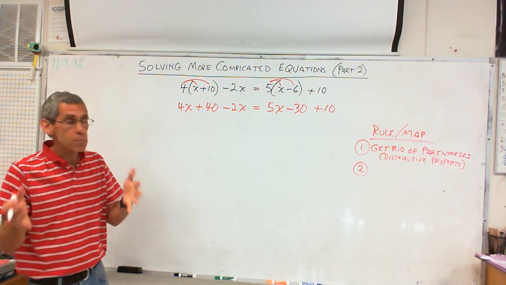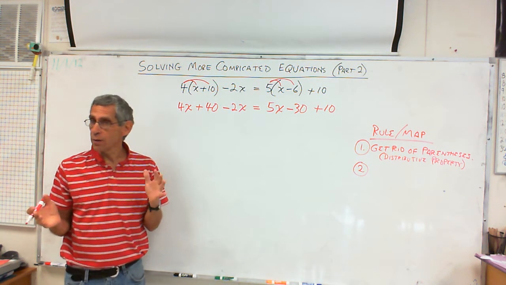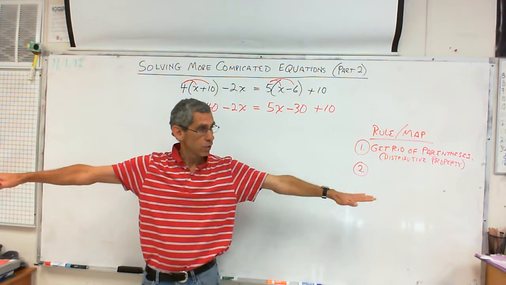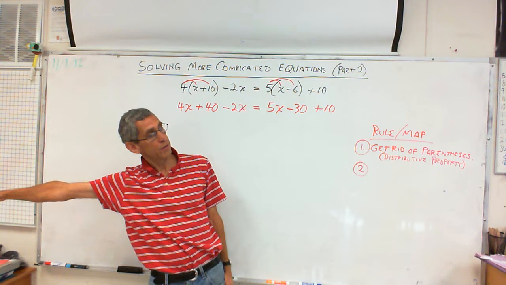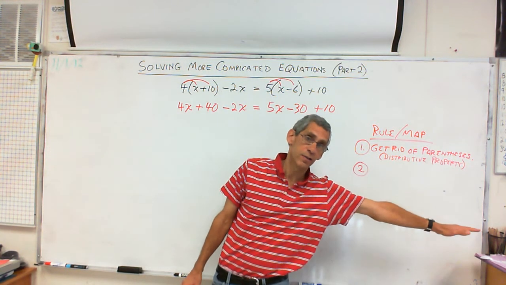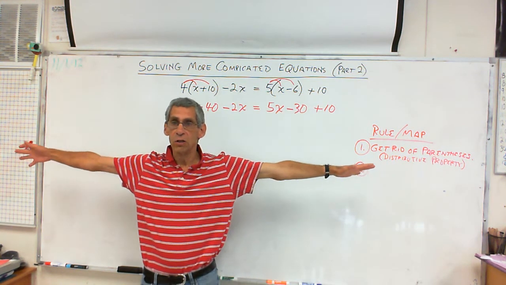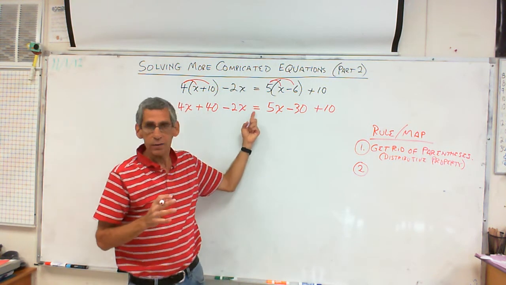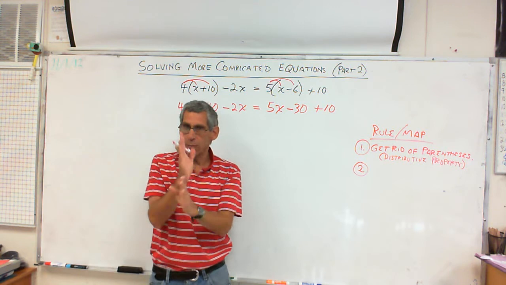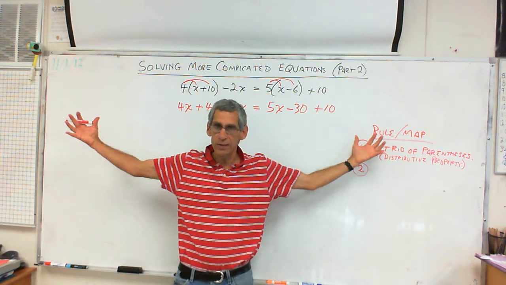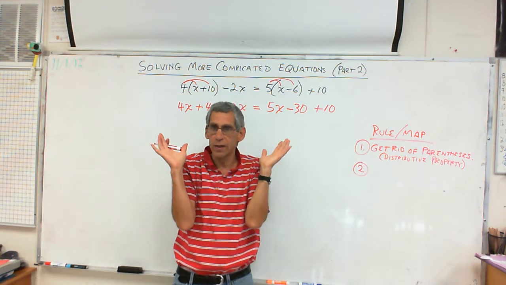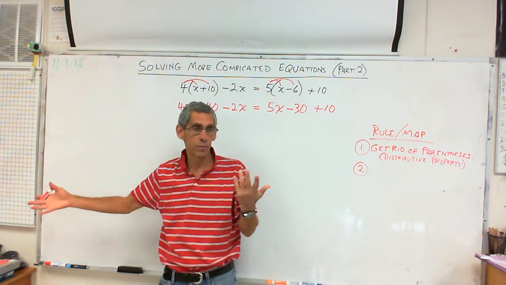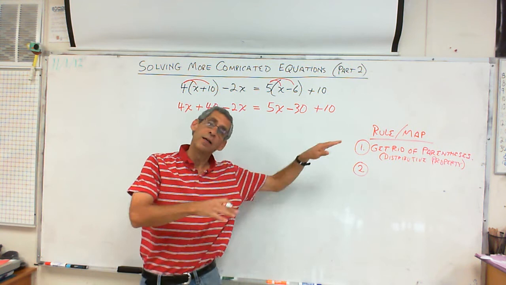Combine like terms. Now, you've got an equal sign, so you have two sides, right? So you're going to combine like terms on this side first, and then you're going to combine like terms on this side. You're not going to try to combine everything all at once, because the equal sign is sort of a brick wall. You can't just move everything together and combine everything. It doesn't work. It doesn't matter which side, but the left side probably first, and then the right side.